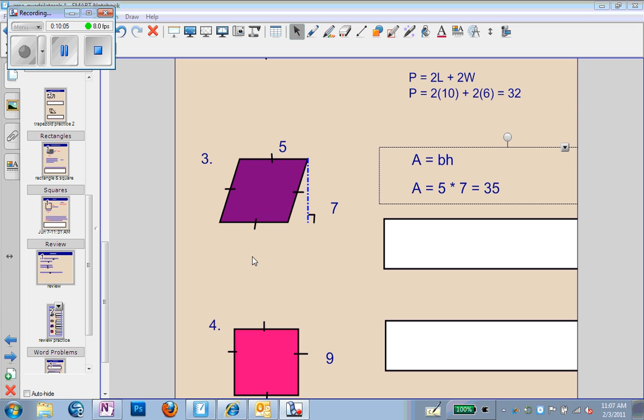This is a rhombus. All sides are congruent, but we do not have all angles congruent. So the area is base times height, which is 5 times 7, which is 35. So the 7 is the height. It is not the length of a side.